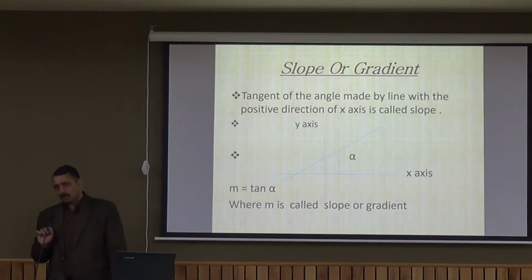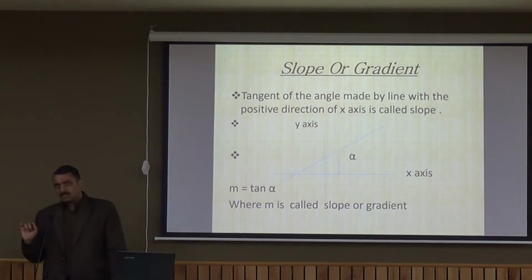First of all, before starting the equation of line, we are giving the introduction of slope. Because without slope, it is very difficult to find the equation of line. Or it is not difficult, simply because it is impossible. Slope, you can say direction, or you can call gradient. How can we define the slope?